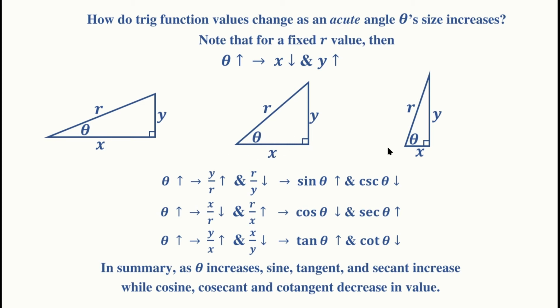Remember, x is decreasing. It's going from a larger size to smaller and smaller. So x over r is also going to decrease because r is fixed, right? And r over x, in fact, is going to increase. So the cosine values are going to decrease, but the secant values are going to increase. And the tangent values, which are y over x, are going to increase. Why? Because remember, the numerator is increasing, whereas the denominator is decreasing, and that's going to result in a larger fraction. Let's take a look at that.